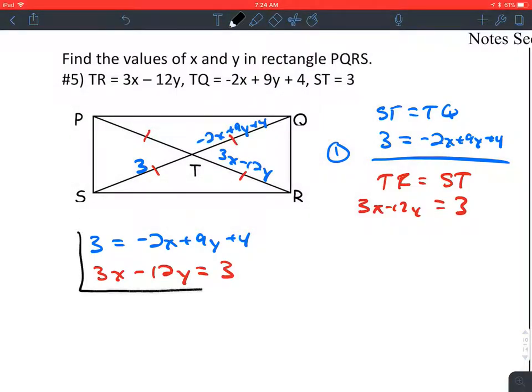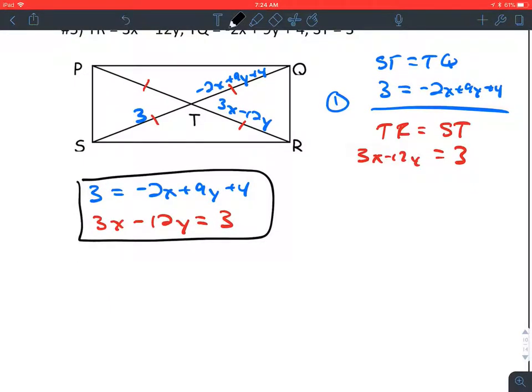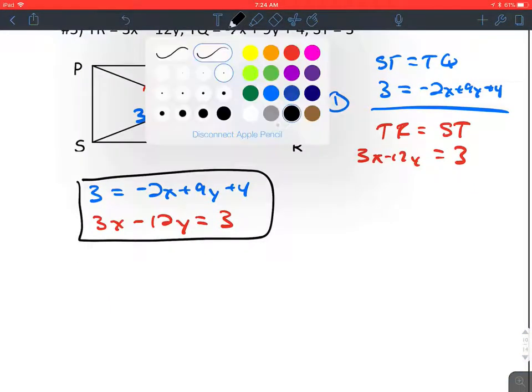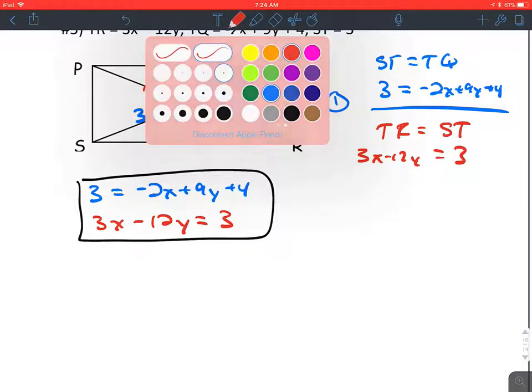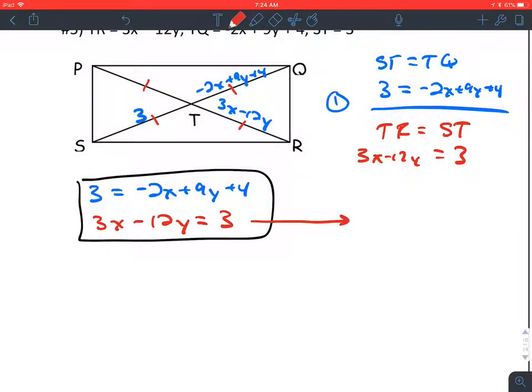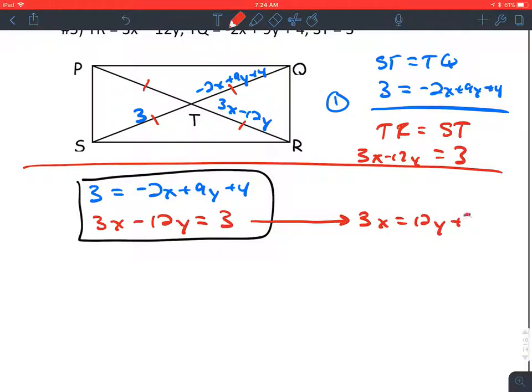And we are going to get one of the variables by itself in one of the equations. And it looks like to me getting x by itself in this equation is going to be the easiest. I'm going to add 12y to both sides and get 3x equals 12y plus 3. Then I'm going to divide each term by 3 and get x equals 4y plus 1.